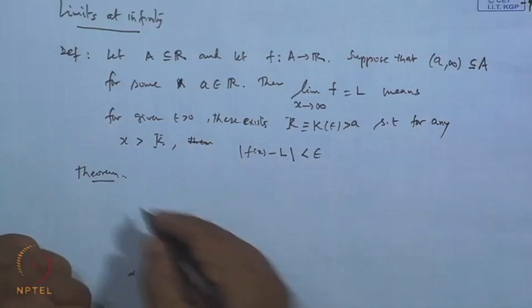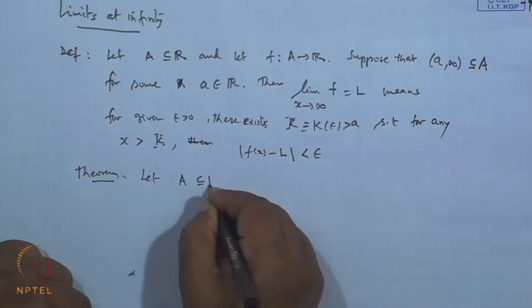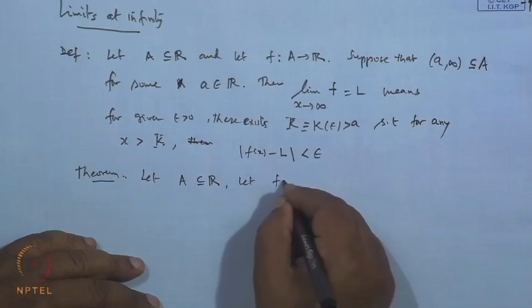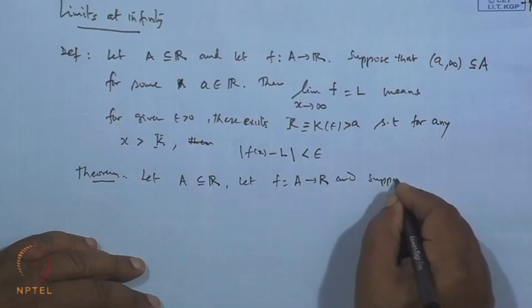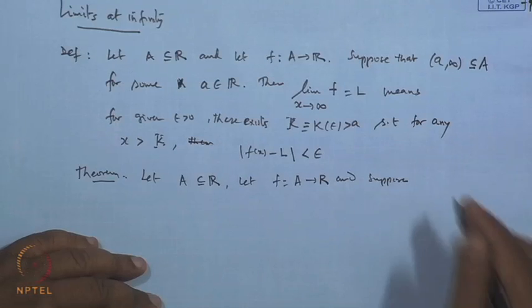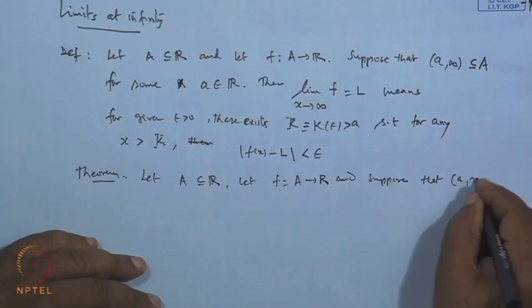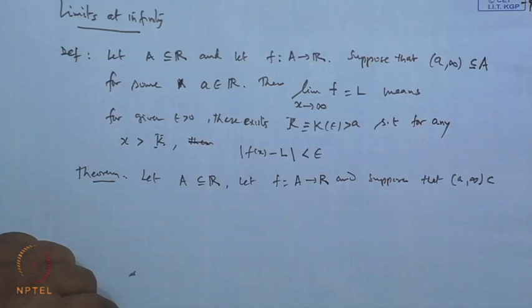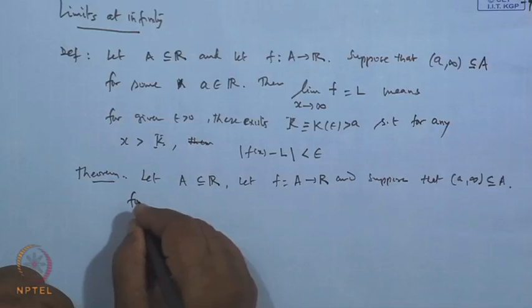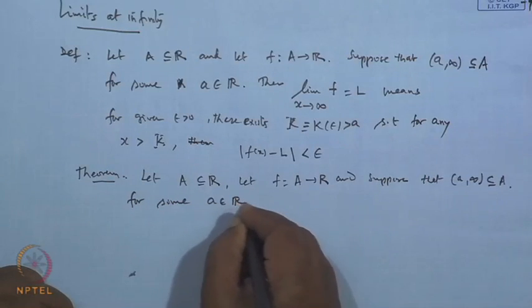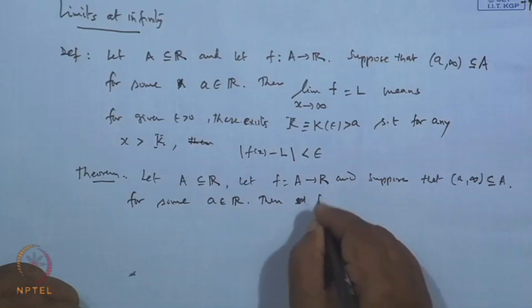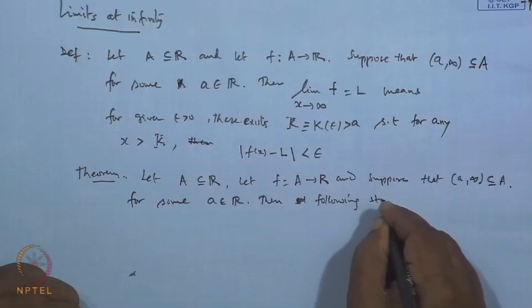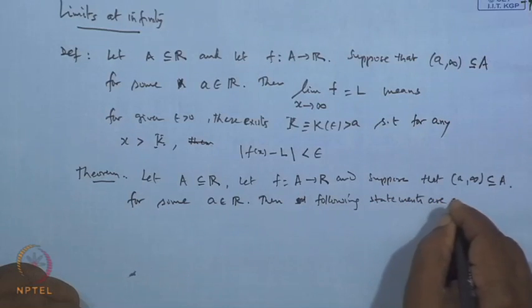Equivalent: let A be a subset of R and let f be a mapping from A to R, and suppose that the interval (a, infinity) is contained in A for some a belongs to R. Then the following statements are equivalent.